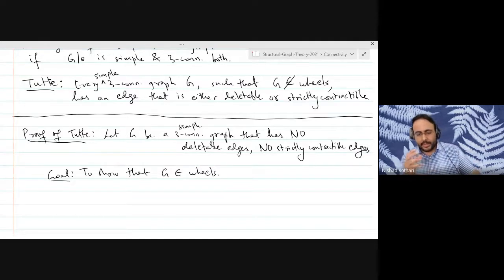So somehow we need to construct the graph G, we need to argue about the structure of G, and we need to show that the only way this is possible is if the graph is a wheel, right? So it's quite different from anything we have proved in this course so far. But at the same time, it is a canonical result in structural graph theory. We have lots of results in structural graph theory that look like this.